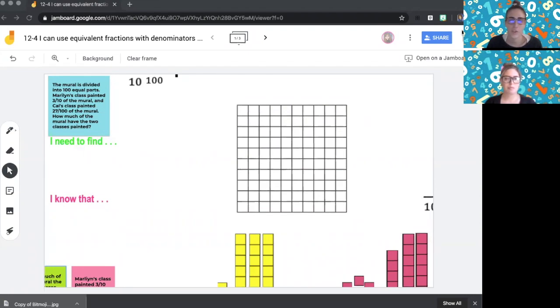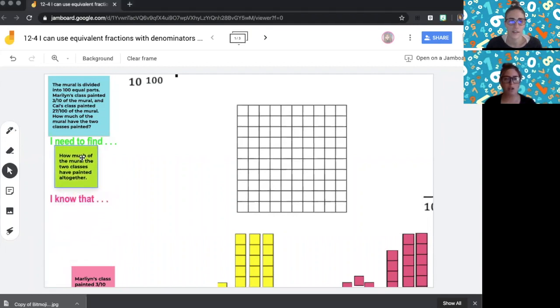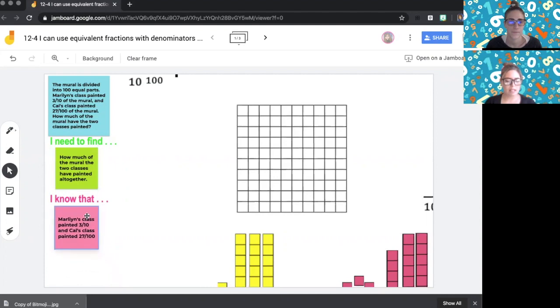Ms. Schultz, what do we need to find here? So we need to find how much of the mural the two classes painted all together. Great. What do we know? So we know that Marilyn's class painted 3/10 of the mural, and Cal's class painted 27/100 of the mural. Okay, I'm just going to pull those two numbers out over here.